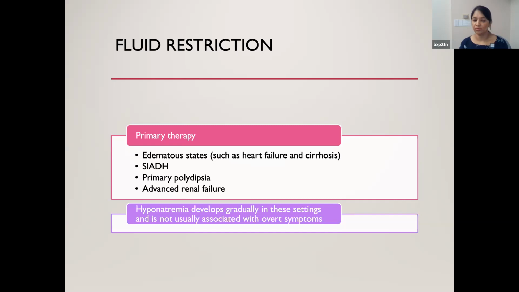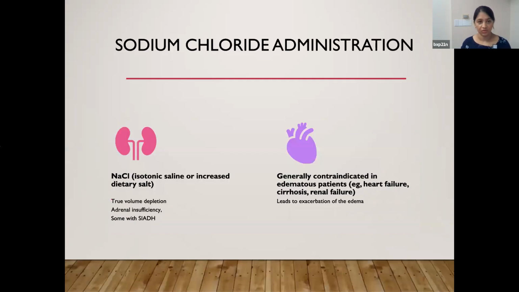Hyponatremia, if it develops over a long time, they might not have overt symptoms. So you might just address it with fluid restriction, and that could correct their sodium slowly. Sodium chloride administration. So if they were on diuretics, right? They are truly depleted. That means you might need to replace them with sodium chloride. And if they're truly volume depleted, you need to restore with saline. And adrenal insufficiency, they will be the ones who will need it. And some SIADH also needs it.